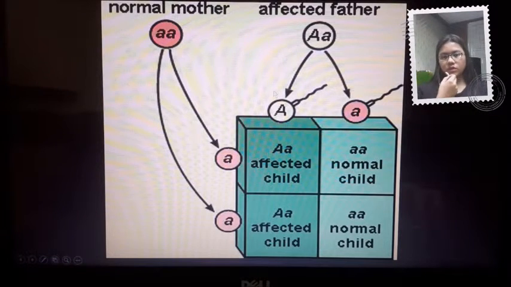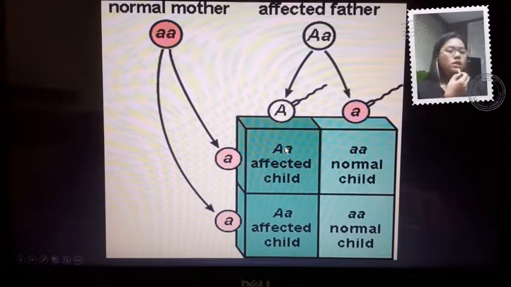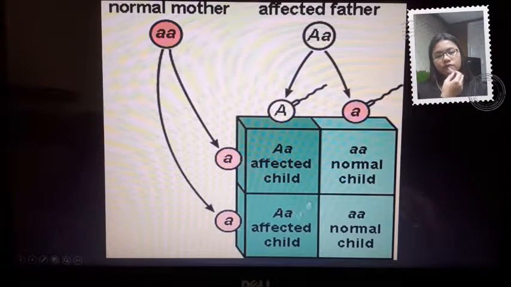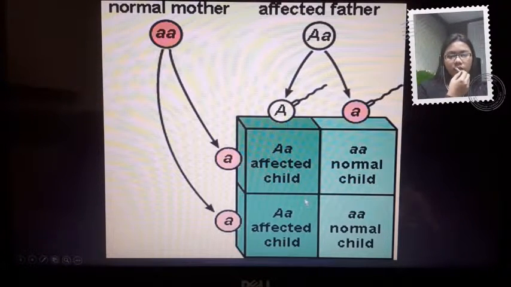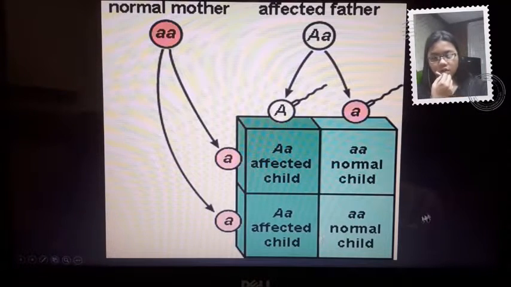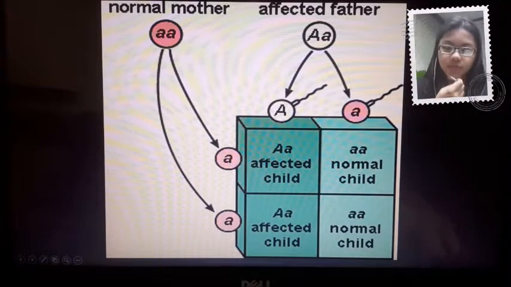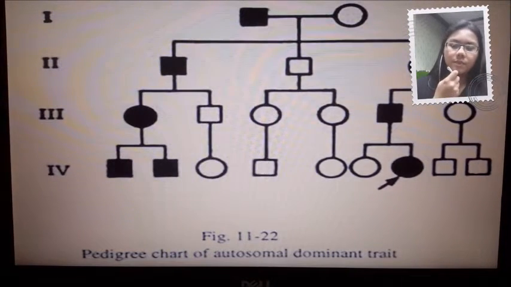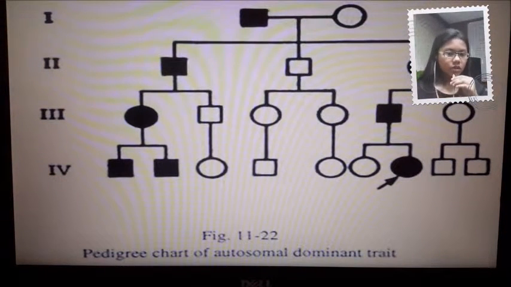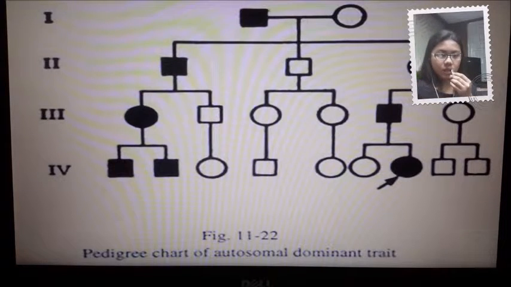Because the autosome is dominant, that child will be affected. So one half of it is affected, and then the other half is not. So this is the pedigree chart for the autosomal dominant trait. As we can see here, there is no skipping of generations.